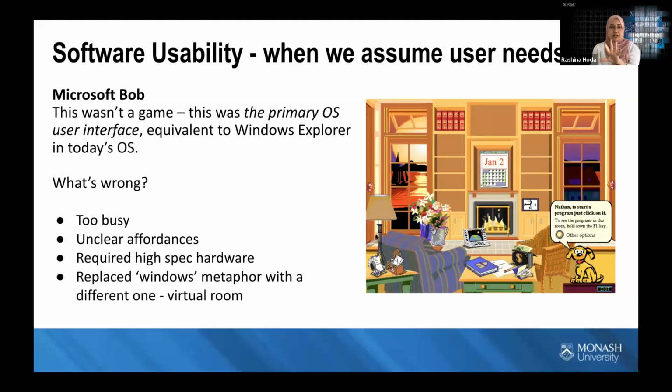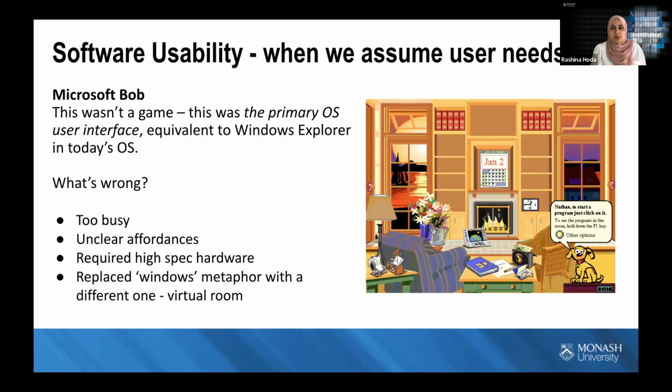The primary operating system, which is now equivalent to the Windows Explorer. But that's it. There are no files, folders, nothing. This is what you were meant to use. So the designers thought this was going to be super intuitive because it looks like a lounge in your house, and it's very relatable. And there's a little friendly dog that's going to help you look around and find stuff. I'm sure no one will be surprised that it did not stick around.